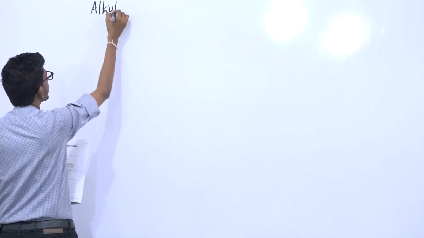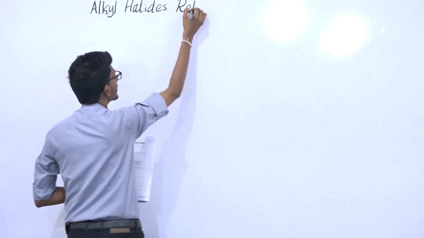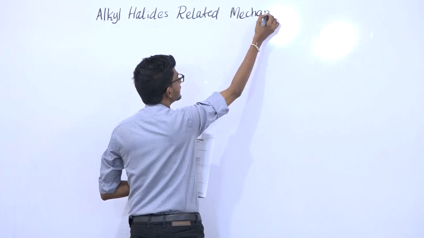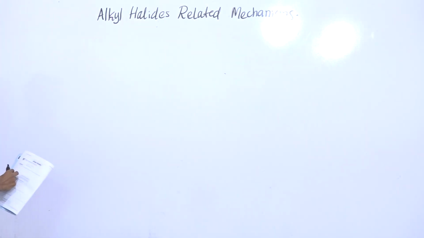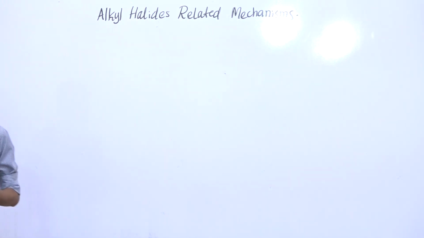Alkyl halides related mechanisms. Two come under the characteristic reaction types, nucleophilic substitutions, SN1 and SN2, the two-step mechanism and the one-step mechanism. The one-step mechanism will be followed by the primary alkyl halides, and the two-step mechanism will be followed by the tertiary alkyl halides, right? Ready, follow?